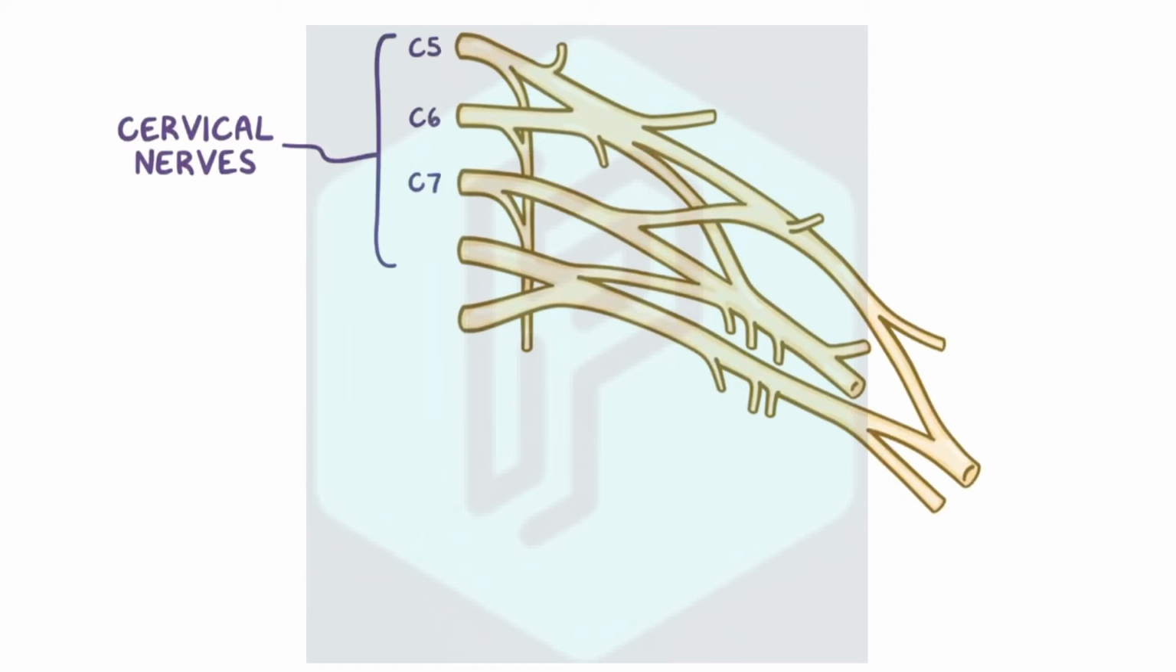The 5 roots come from the last 4 cervical nerves, C5, C6, C7, and C8, as well as the first thoracic nerve, or T1. These 5 roots give off some collateral branches.